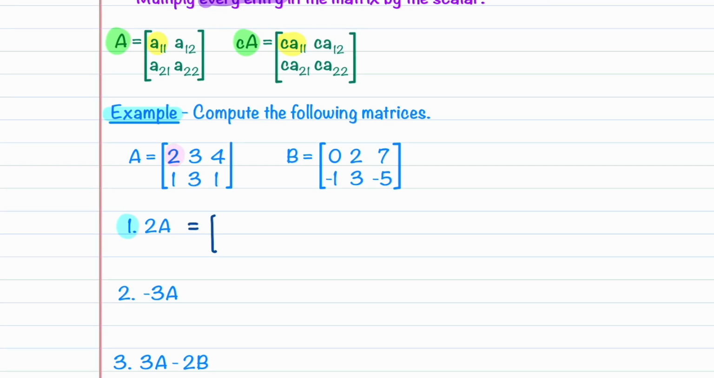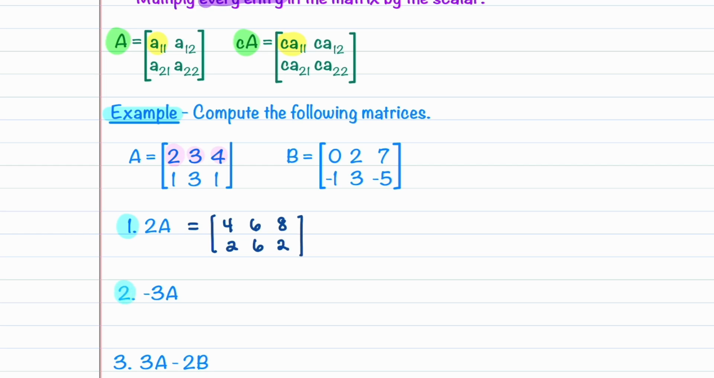Our first entry is 2 and we're going to multiply that by 2, so we get 4. And then the next entry is 3. We'll multiply that by 2 and get 6. And then our next entry is 4. Multiplying that by 2 gives us 8. We're going to do the same thing for the second row. We're going to take every entry, multiply it by 2. So we're going to end up with 2 and then 6 and then 2.